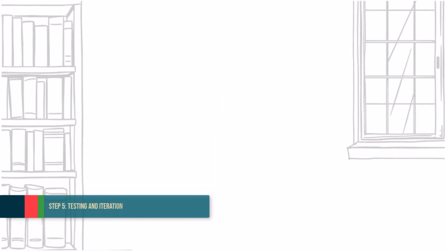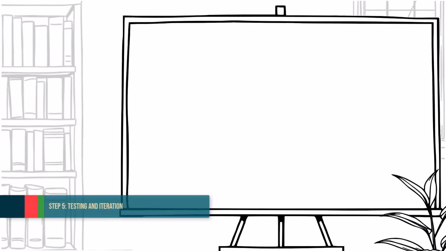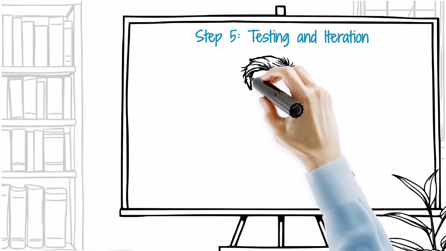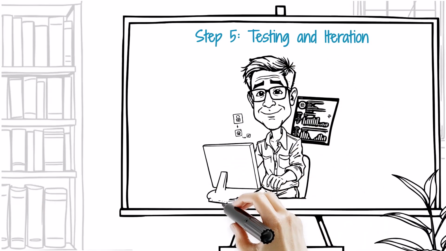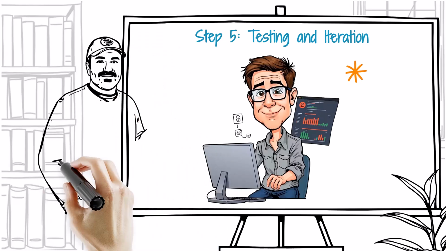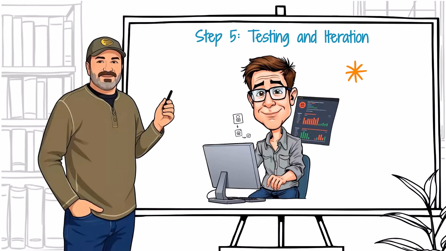Step 5. Testing and iteration. Rigorous testing follows: unit tests, integration checks, and user trials. We simulate business scenarios to catch issues early. Feedback from stakeholders leads to refinements, ensuring the product meets expectations.